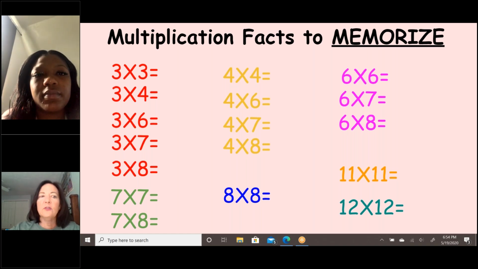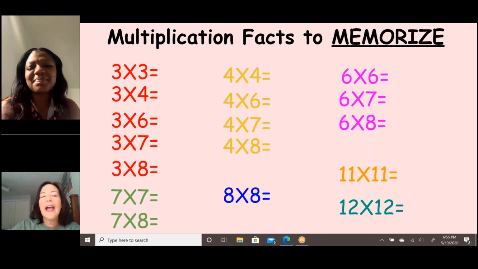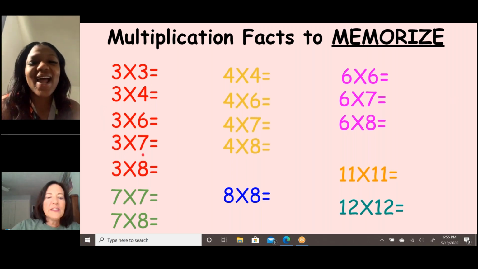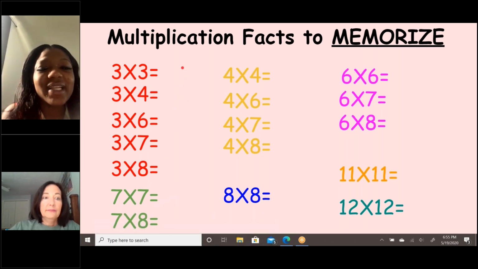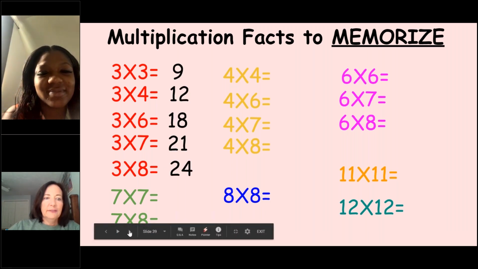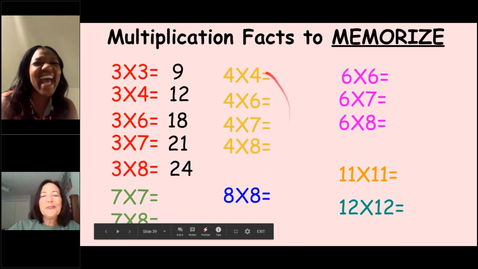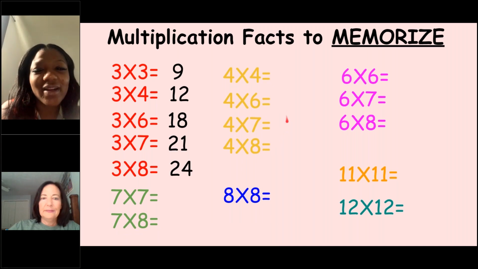But before I do, Taylisha, do you want to try all these? Because I'm guessing you're going to do pretty well with these. Yeah, I know these. I knew you would. Go ahead. Start with 3 times 3. Do all the 3s, and I'll put up the answers. Okay. 9, 12, 18, 21, and 24. Yeah, your math teacher loved you. There we go. Let's do the 4s. Okay. 16, 24, 28, and 32.